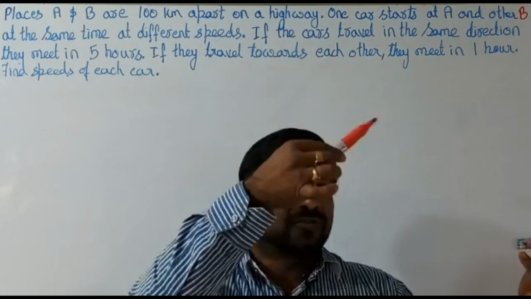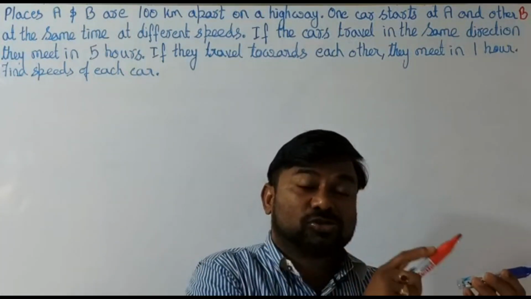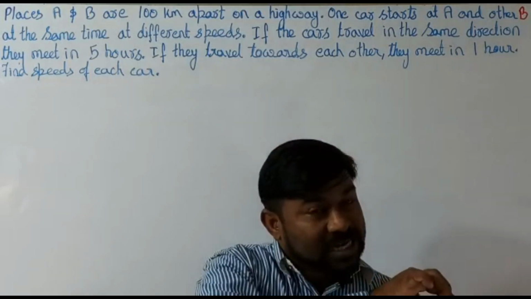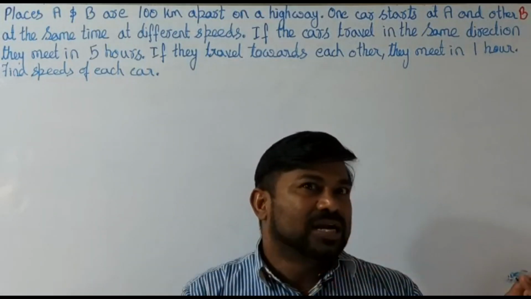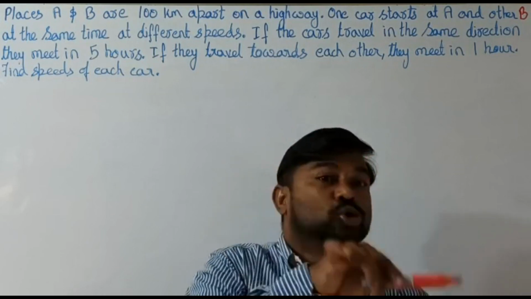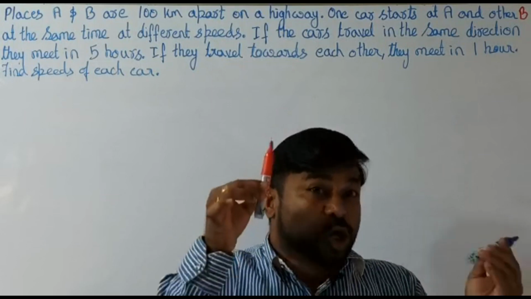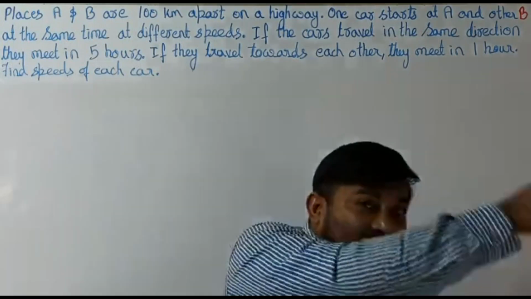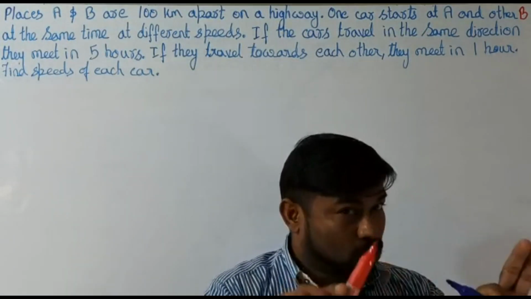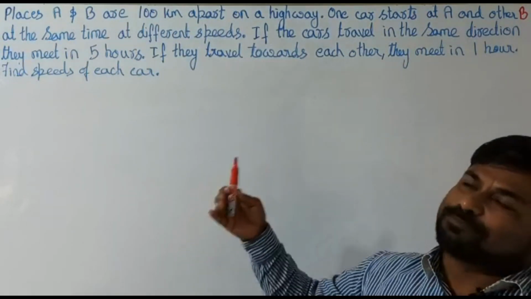What he said is, after 5 hours, this car has to meet that one. It means it has to travel 250 plus the 100 kilometers gap between them. So this car has to travel 250 plus 100, that is 350 kilometers, so that after 5 hours they meet each other. Hope you are able to understand. Let us go through that sum in terms of steps now.